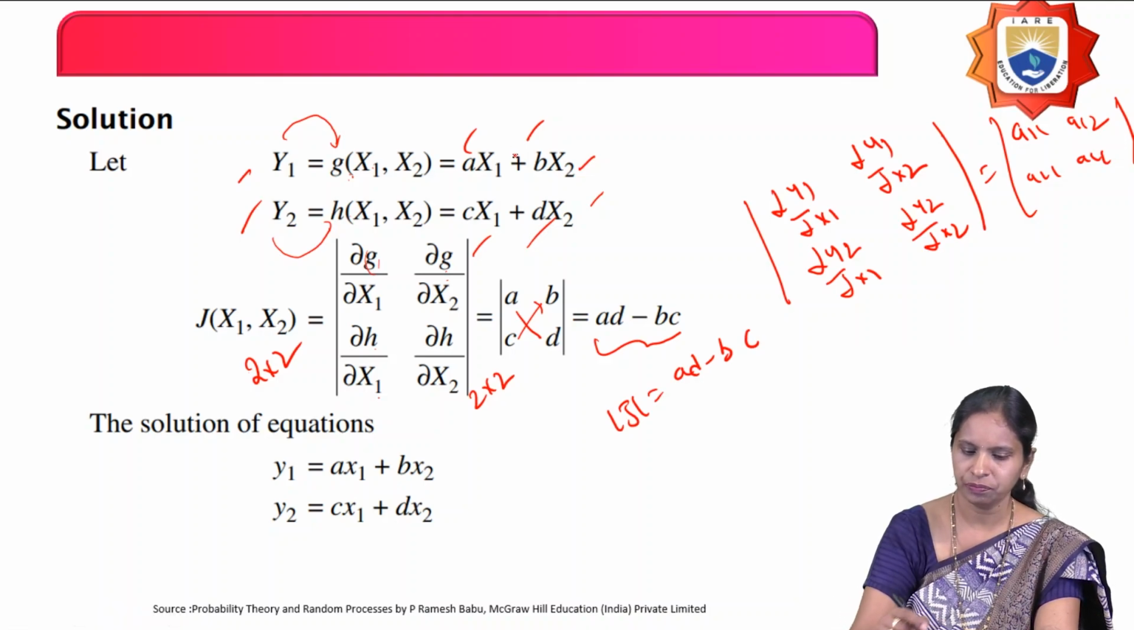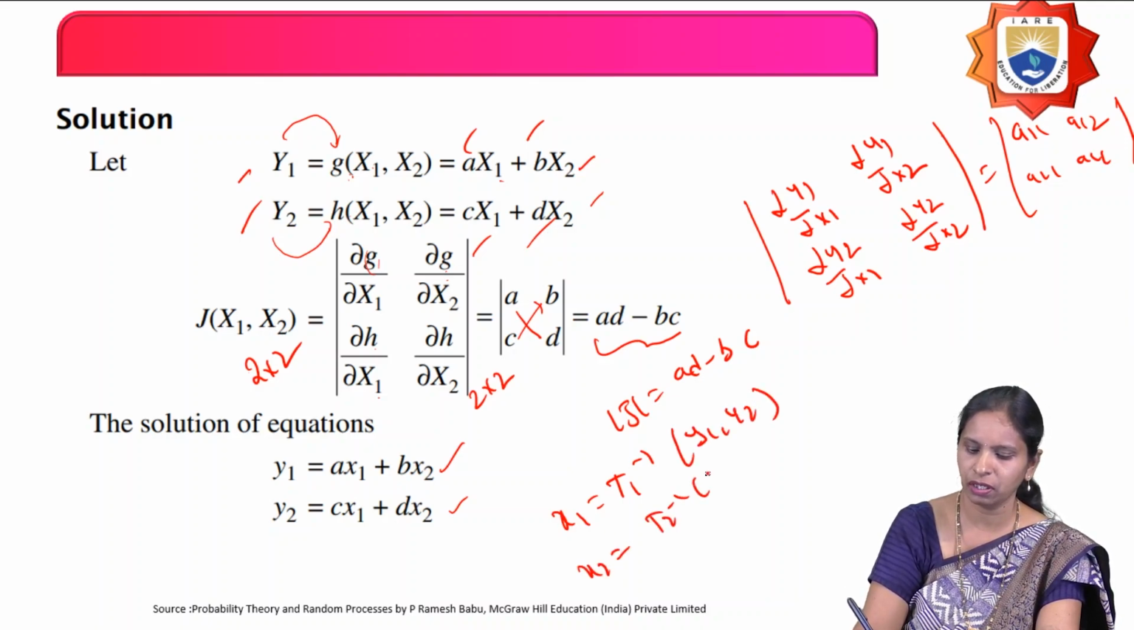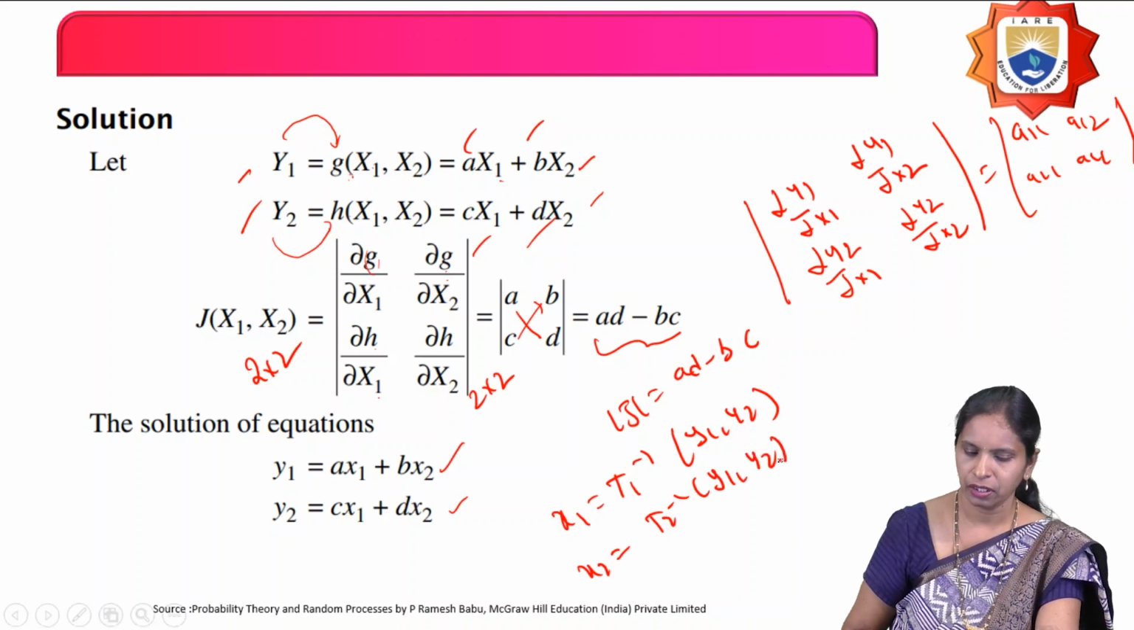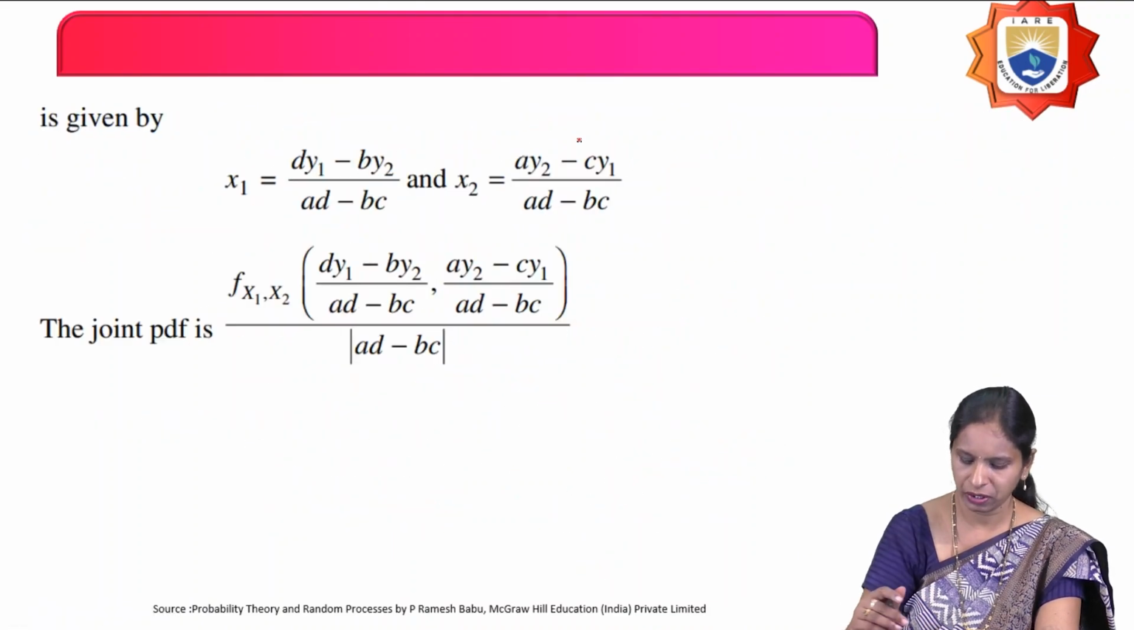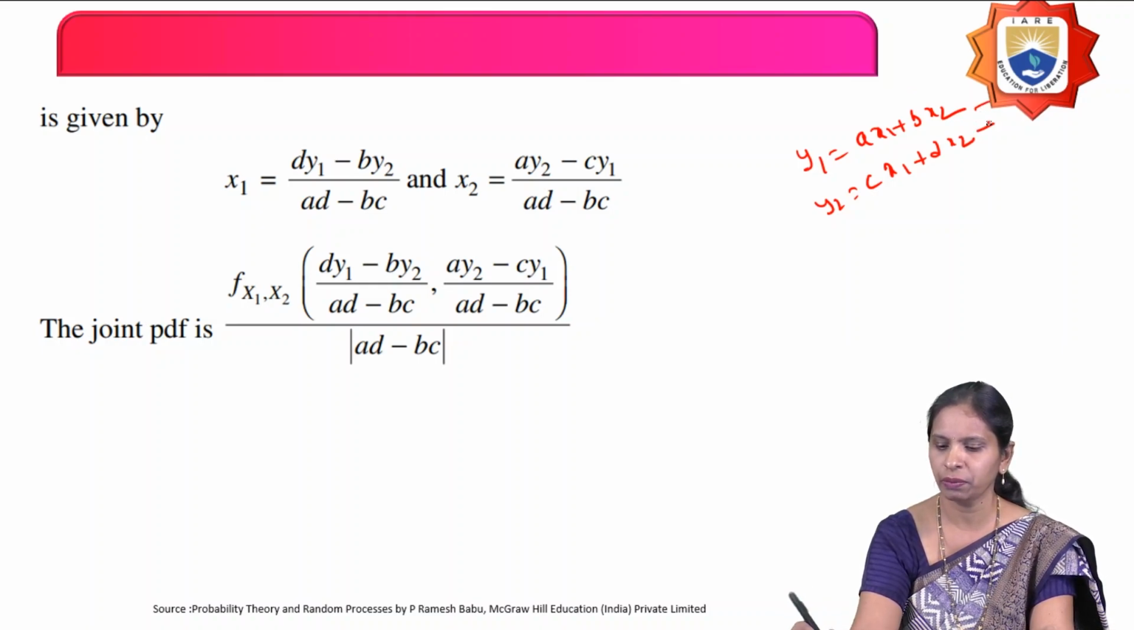Now, what is y1 equals to ax1 plus bx2 and what is y2 equals to cx1 plus dx2. Now, we write down x1 in terms of what? y1 and y2. And similarly, write down x2 in terms of what? y1 and y2. We are having two equations. The two equations here, y1 is equals to ax1 plus bx2, and y2 equals to cx1 plus dx2. Now you are having two equations and you have to find out two unknowns x1 and x2 in terms of y1 and y2. So how do you find it out?